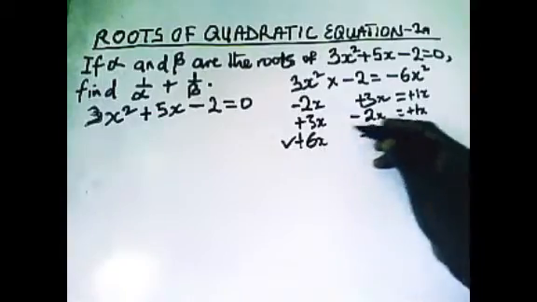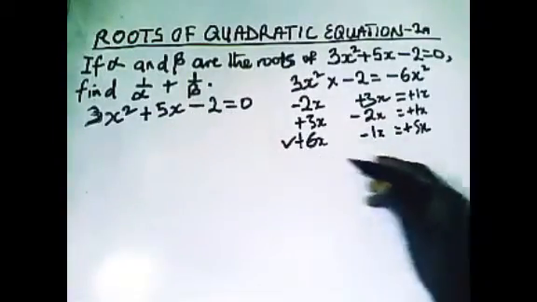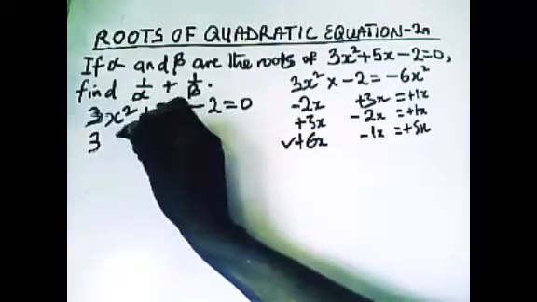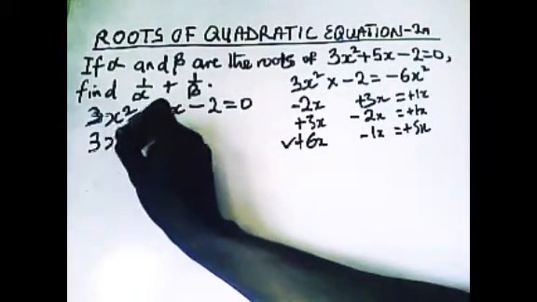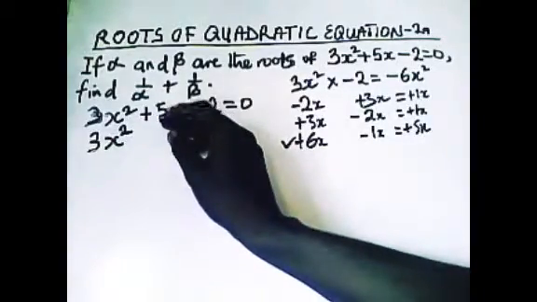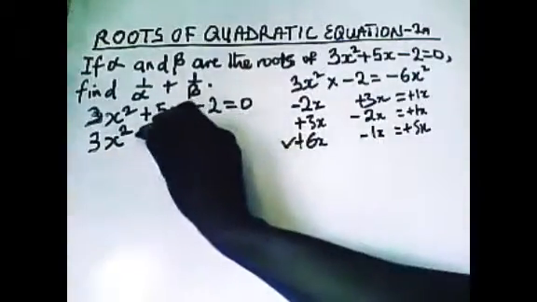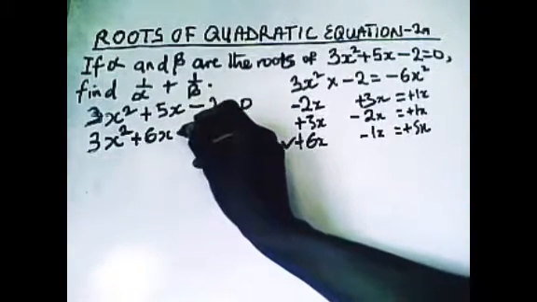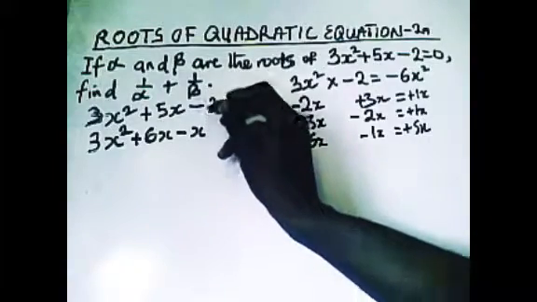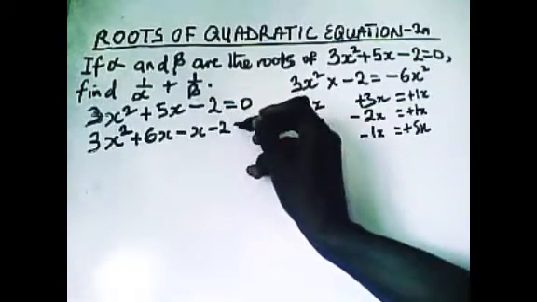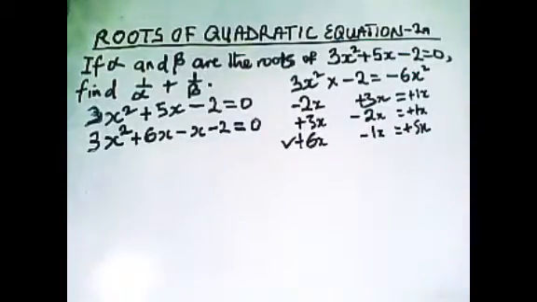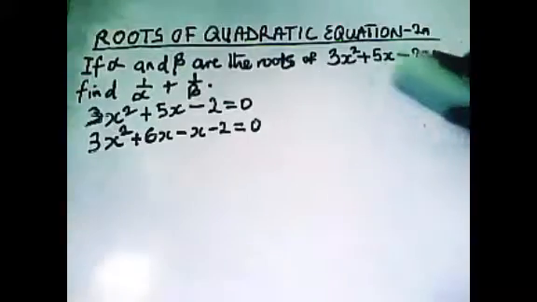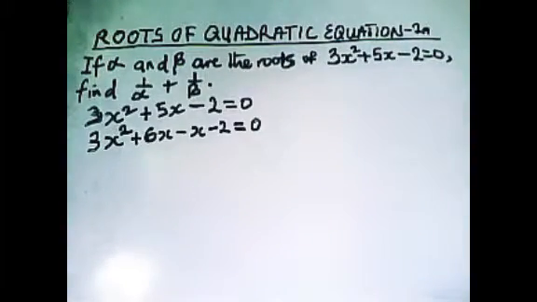So we are going to replace the middle term with its factors here. Over here we write 3x squared. Now we are having plus 5x. We are replacing it with its factors, which is what? Plus 6x, and then we write minus x. Then finally we write minus 2, all equals to 0. Now let's wipe out this part here. Let's take it off. All right, so what do we do at this point?